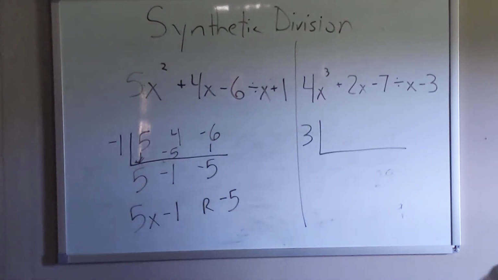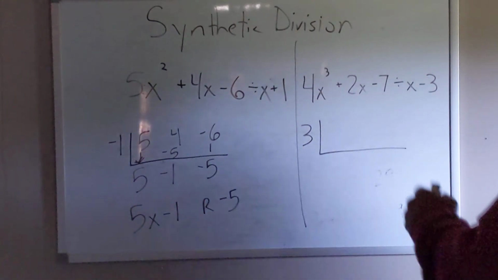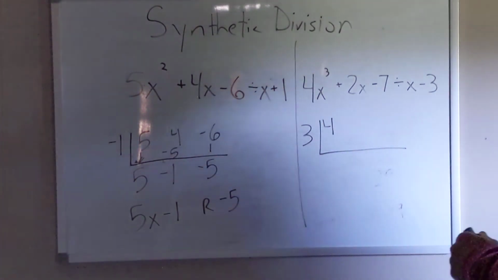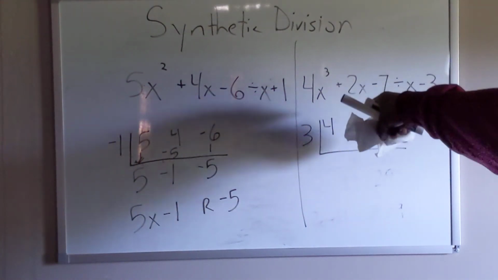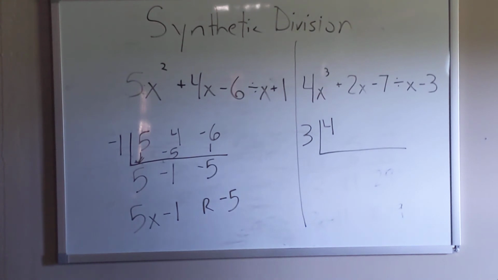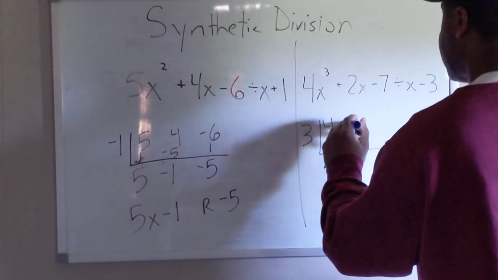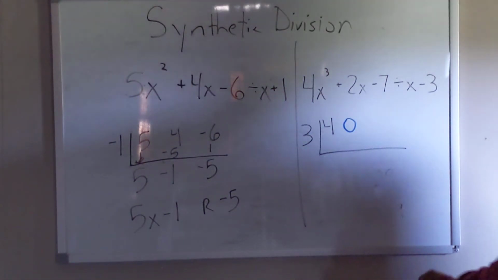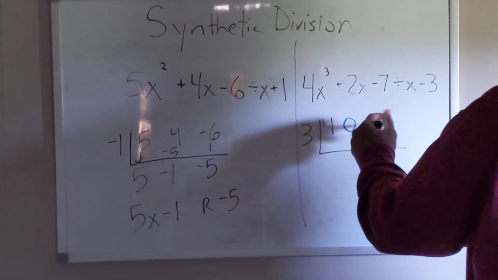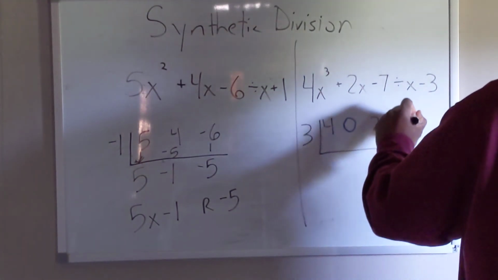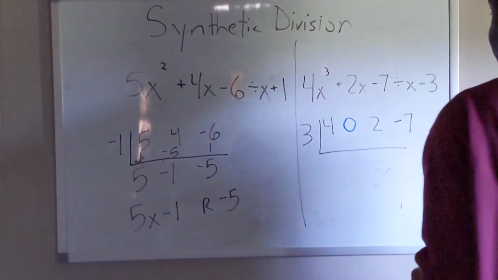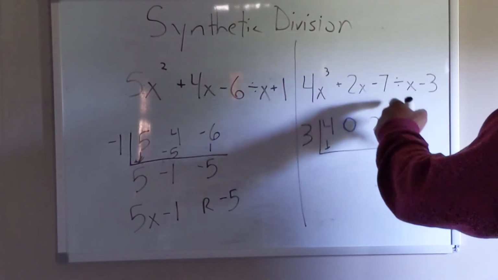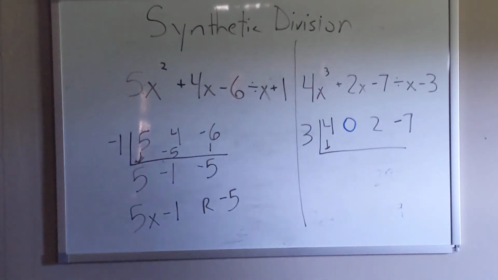Now, we list the coefficients. 4. Now, this is a key step right here. You are missing an x squared term, but you need to put in a 0 as a placeholder. The 0 is going to represent the x squared term. So that is 4, 0, 2, and negative 7. Bring the 4 down.